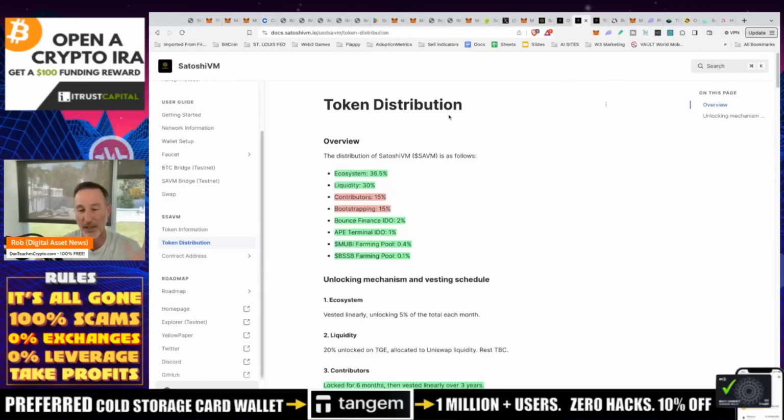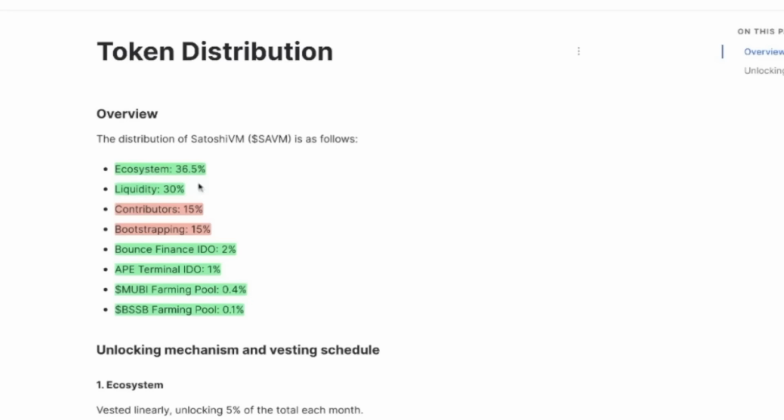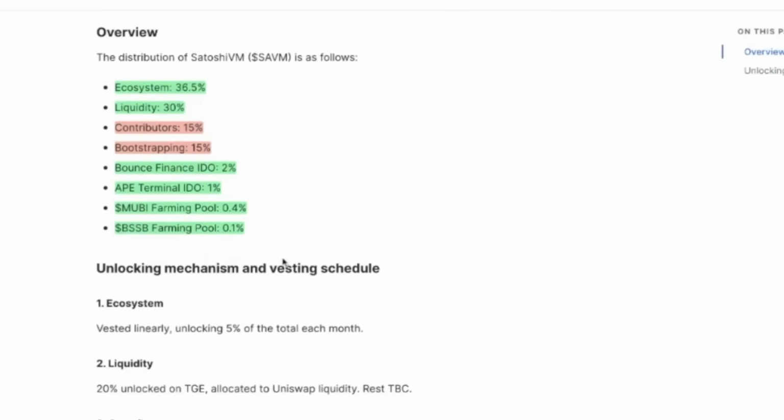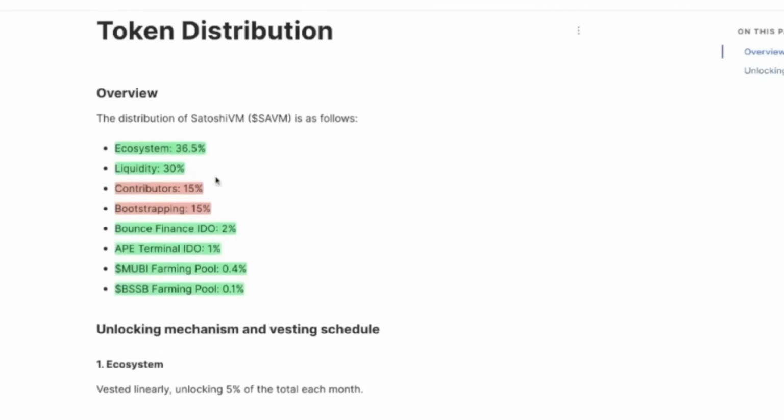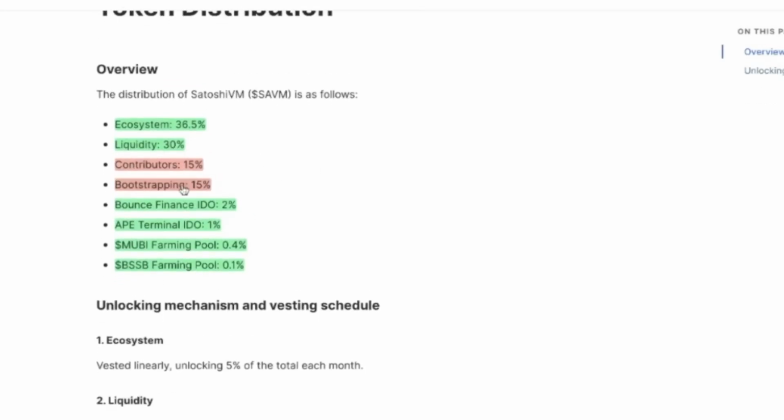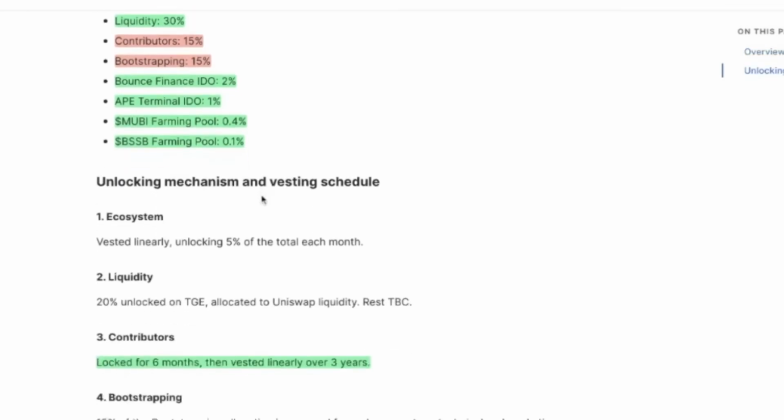Here's what's decent about it. Because you always got to take a look at the token distribution, the tokenomics. Just so you know, the ecosystem liquidity is about 60%. Contributors and bootstrapping, that's 30%. IDO, the initial DEX offering, was 3%, and the farming was about 0.5%. So when I look at this, I think, okay, ecosystem liquidity looks pretty good. That's 60%, but contributors and bootstrapping, what's that? It sounds like I'm going to get dumped on.